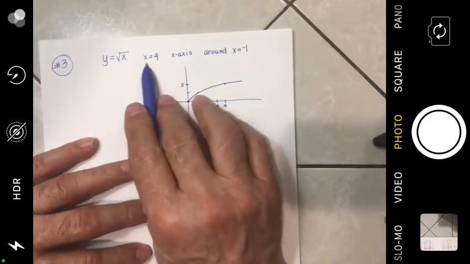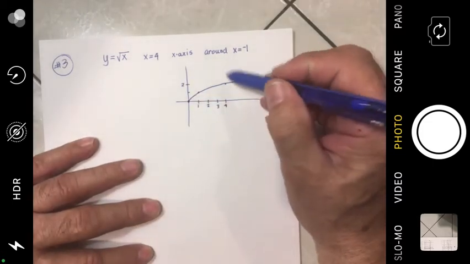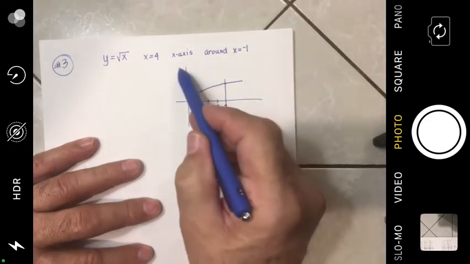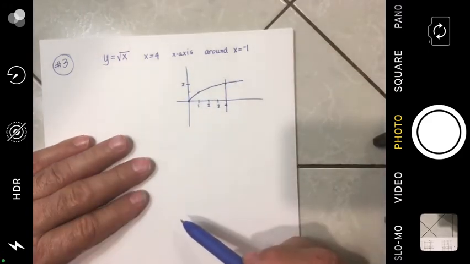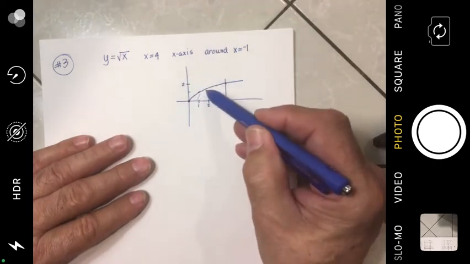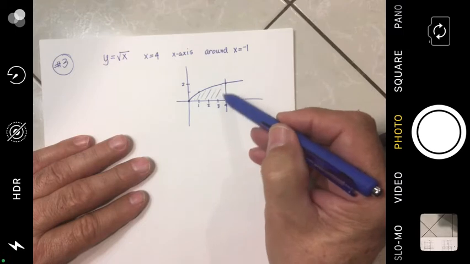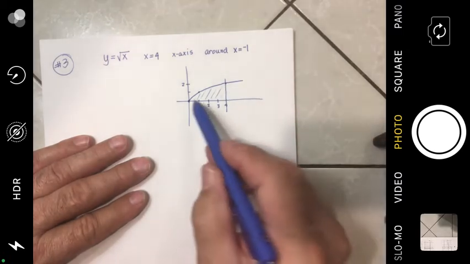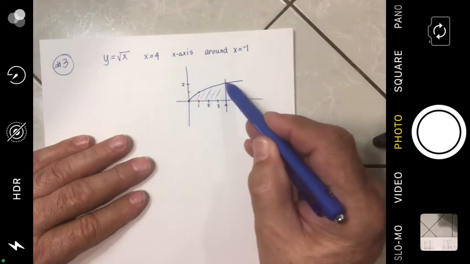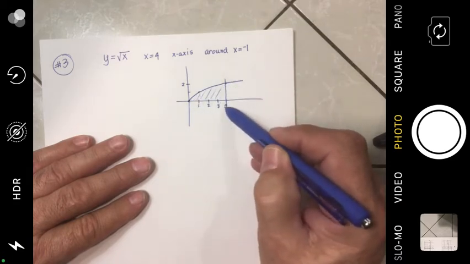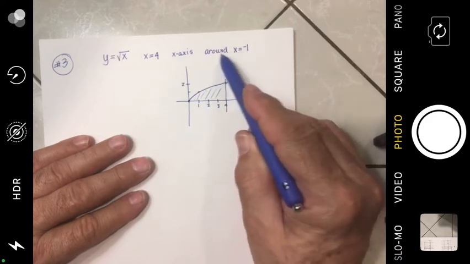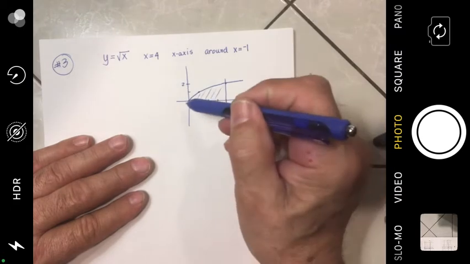And then I said x equal 4. X equal 4 goes this direction. Y equal 4 would go horizontal. And then it says x-axis. So I've got this region. That's the bounded region: the x-axis, square root of x, and x equal 4. And I'm saying I'm going to rotate it around x equal -1.